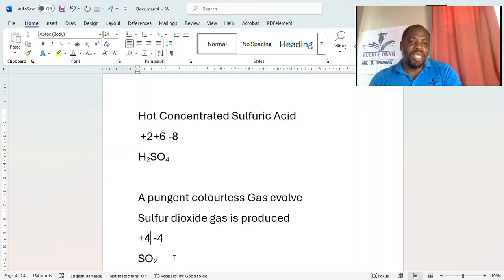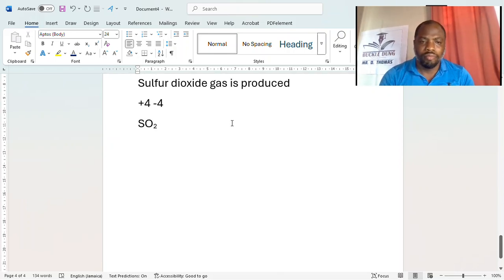So again, make the connection. The sulfur dioxide is what we use to account for the fact that the oxidizing agent would have been concentrated sulfuric acid, because again, potassium manganate, potassium dichromate, none of those will give you any pungent, colorless gas like that. Cool? Yes, sir.